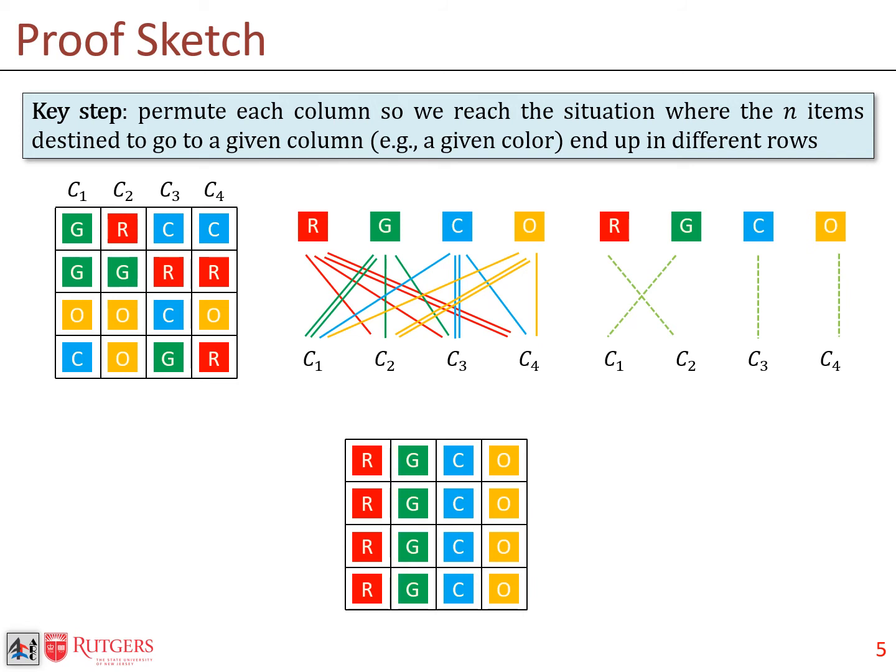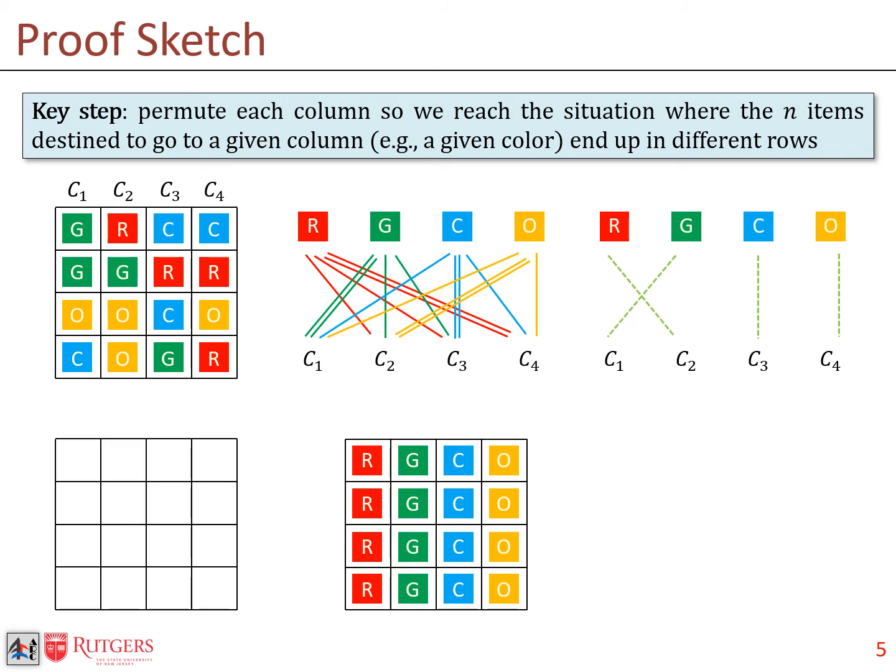Now we will use this matching to construct an intermediate Rubik table that gets us from the initial configuration to the goal configuration. What we do is take this matching and put it in a row of this intermediate table. Because green is matched to C1, we put it in column 1. Red is matched to C2, we put that in column 2, cyan is matched to C3, we put it into column 3, orange in column 4.